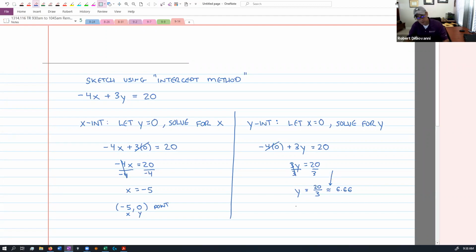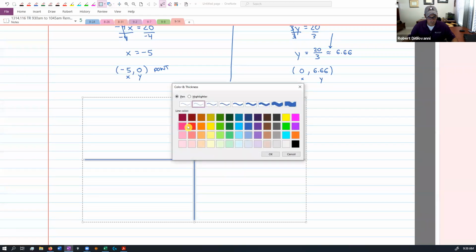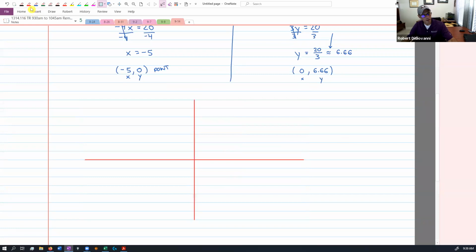All right, so as a y-intercept, x is 0 and y is about 6.66. And that's it. We have 2 points. We should be able to graph this. Now I'm going to draw my xy axes here. Let's start with the x-intercept. I go to the left 5: 1, 2, 3, 4, 5, so -5. And then here I'm going to put a dot.